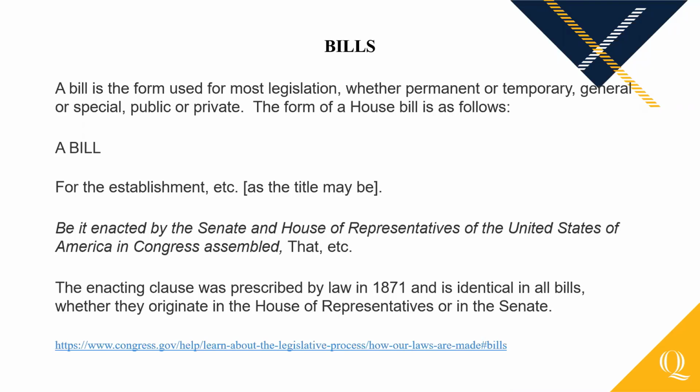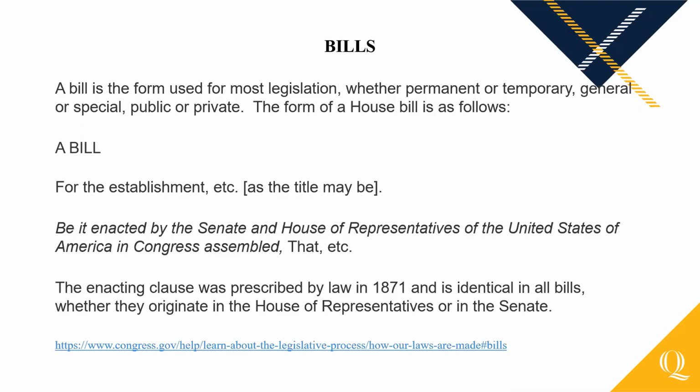So it'll always say a bill, and then this for the establishment, et cetera, that's the full title. Then the enactment clause, and this is on every bill in italics: Be it enacted by the Senate and House of Representatives of the United States of America in Congress assembled, comma, and that sits below that title.